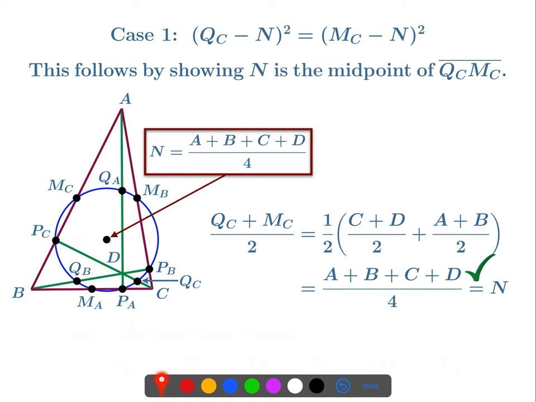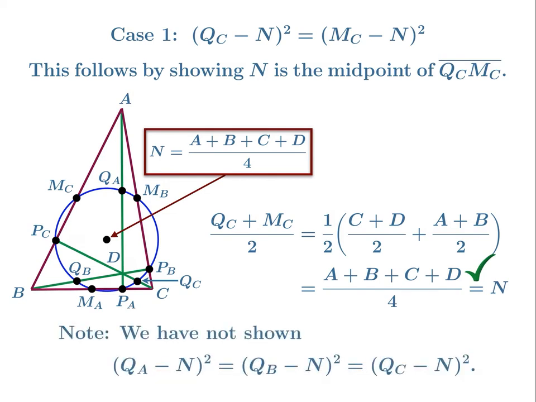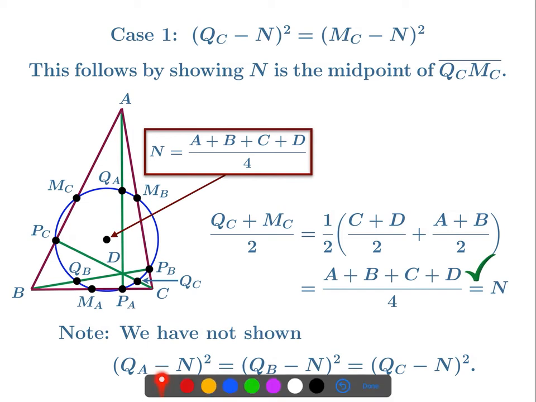There's one other comment I want to make before we move on to the next case. And that is namely that we have not shown that the distance from QA to N and QB to N and QC to N are the same. All we have shown is that the distance from N to QA and N to MA are the same, and the distance from N to QB and N to MB are the same, and the distance from N to MC and the distance from N to QC are the same.